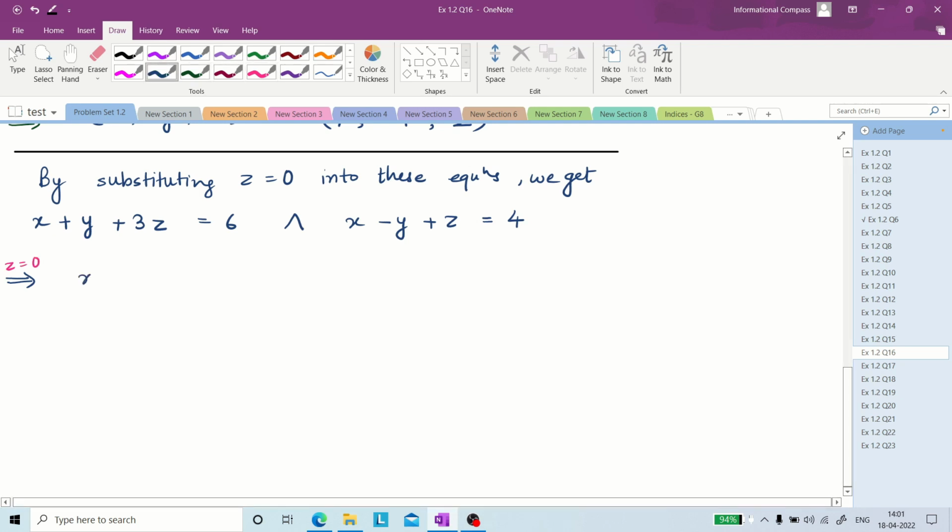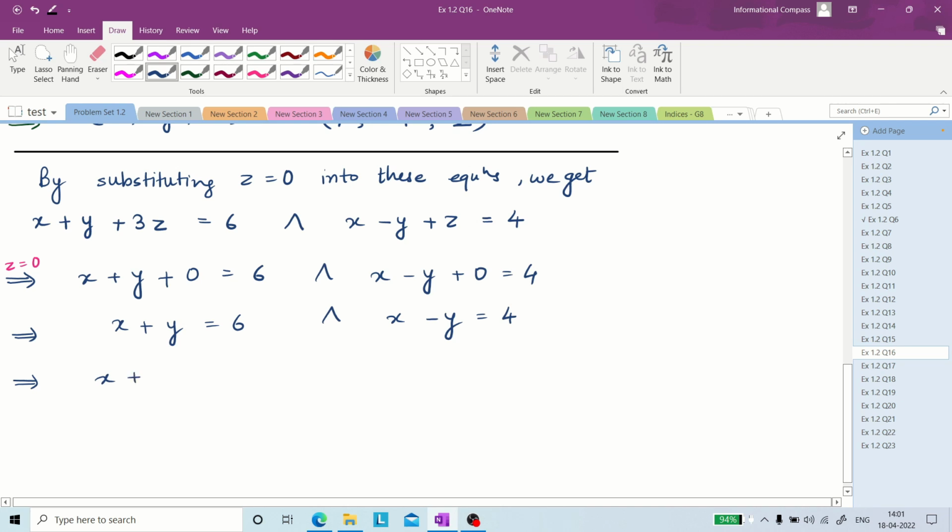Yeah? Great. So x plus y plus 0. 3 into 0 is 0. Intersection x minus y plus 0 equal to 4. Great. So this gives us x plus y equal to 6 and intersected by x minus y equal to 4. x plus y equal to 6 intersection. We are trying to rearrange this part, x minus y. We can write it as x plus y minus x minus y. Am I right? Yeah, we can do that. So this gives us 6 minus 4 using the previous part of the intersection.